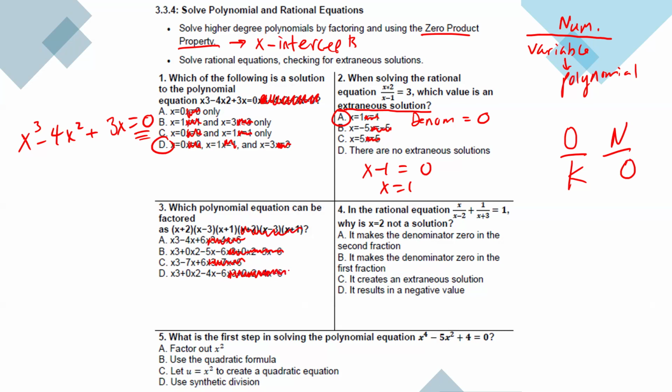Duplicates are gone. Which polynomial equation can be factored by x plus 2 times x minus 3 times x plus 1? So these are all powers. It's supposed to be x to the third minus 4. I swear I used the little math equation thing. I don't know. Anyways, this is just multiplication.